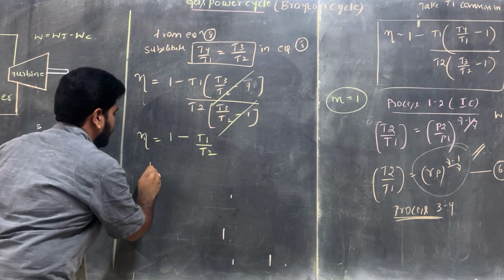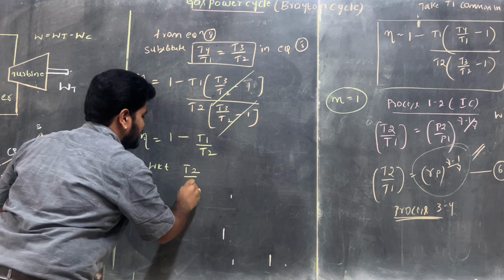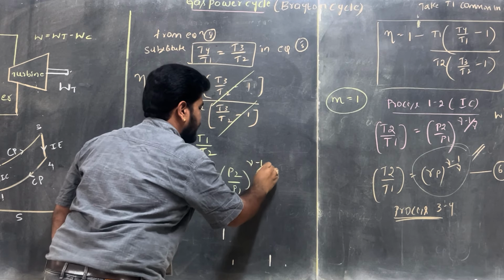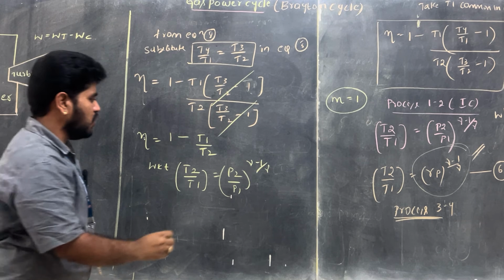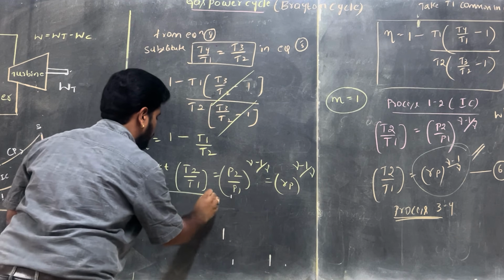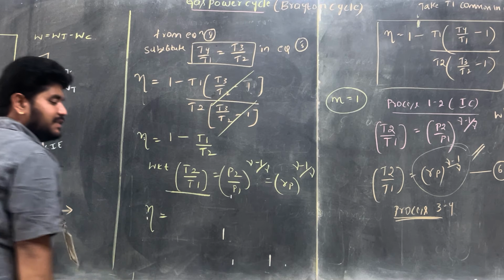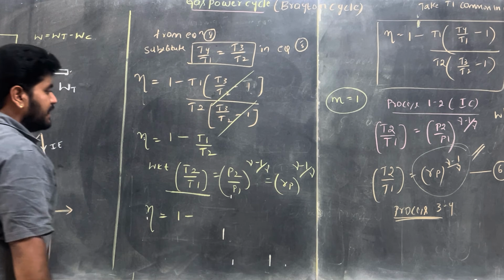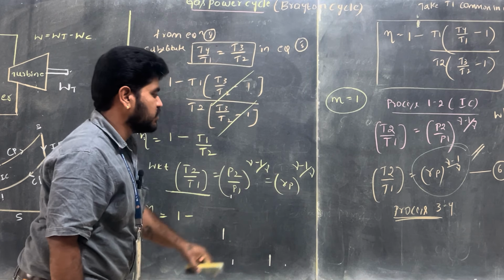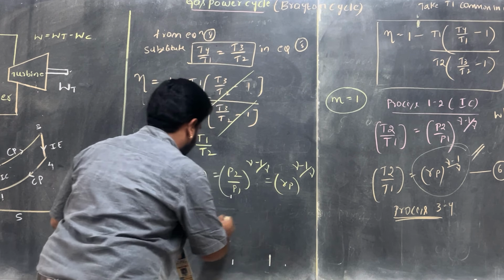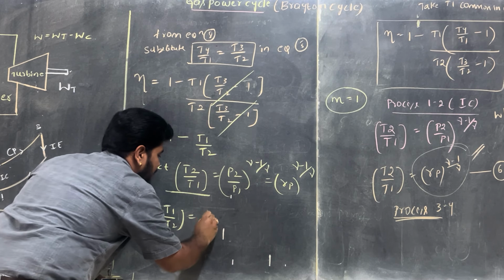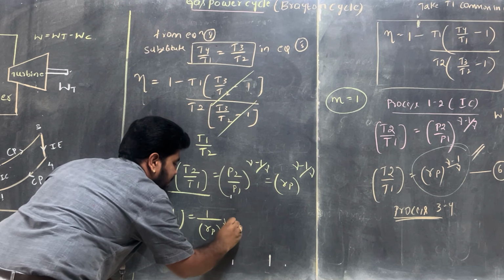We know already that T2 by T1 is equal to P2 by P1 to the power of gamma minus 1 by gamma. Where P2 by P1 is the pressure ratio, so I can write it as RP to the power of gamma minus 1 by gamma. Now substitute this in the above equation. So efficiency is equal to 1 minus, and T1 by T2 can be written as 1 by RP to the power of gamma minus 1 by gamma.